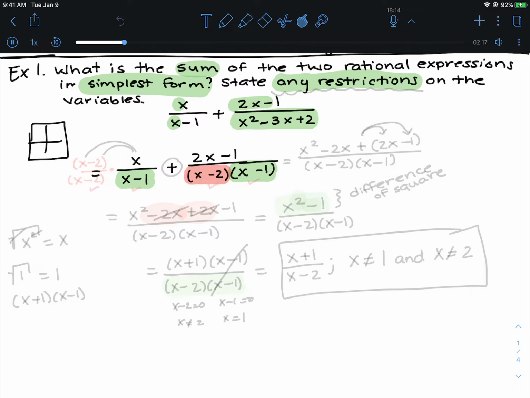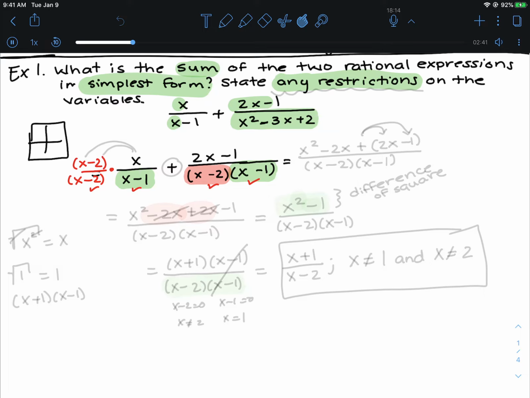Now it is only missing from the first fraction, so the first fraction is the only thing that has to be changed, and it's going to get multiplied by x minus 2. And what I do to the bottom, I do to the top. So now if I do that, this and this will be the same as these two fractions over there. So now I can go ahead and add my numerators.